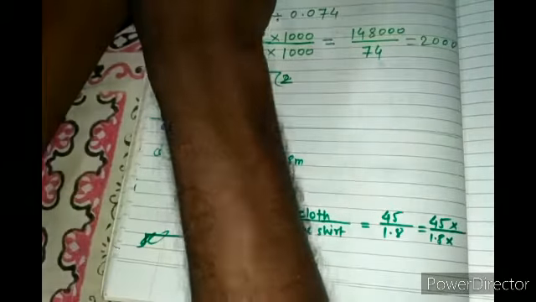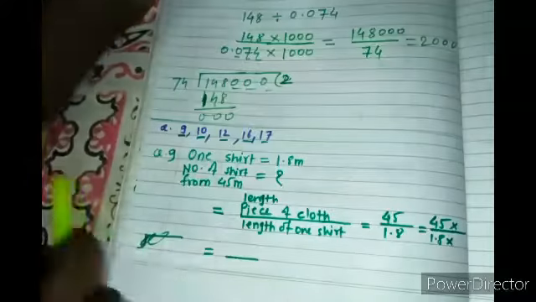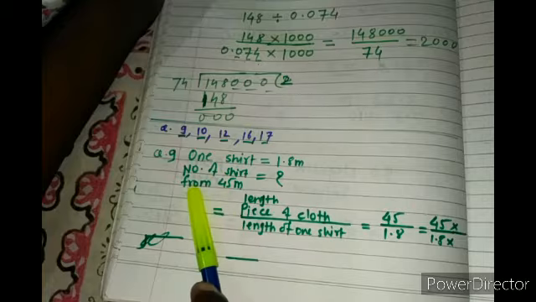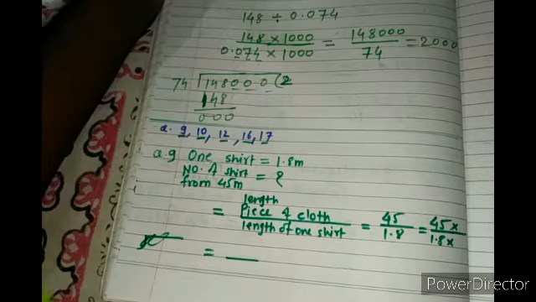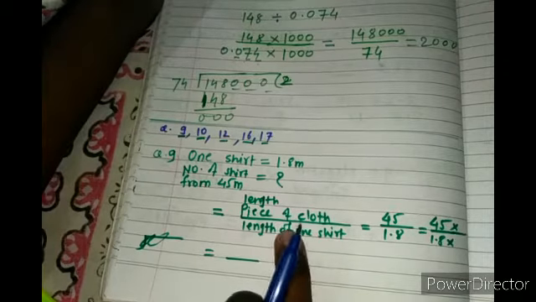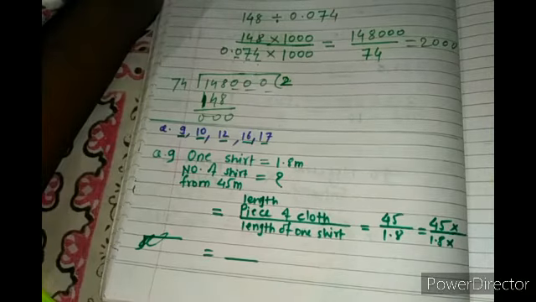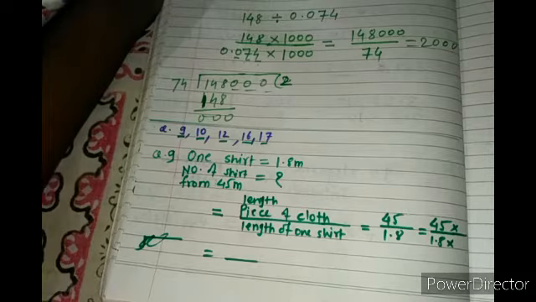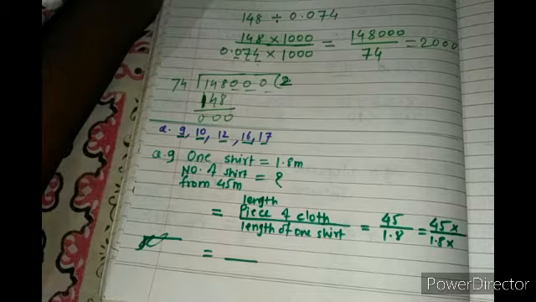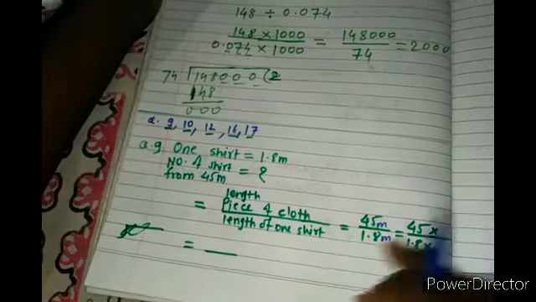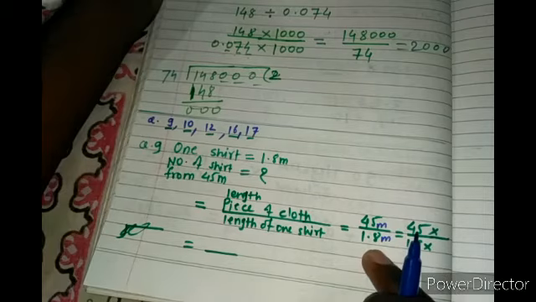Here the length of cloth required for one shirt is 1.8 meter. We have to find how many shirts we can make from a 45 meter piece of cloth. I have written here the length of the piece of cloth divided by the length of one shirt, because when we divide the total length by one shirt length, we will get the number of shirts. So here I have written 45 meter, after that 1.8 meter.